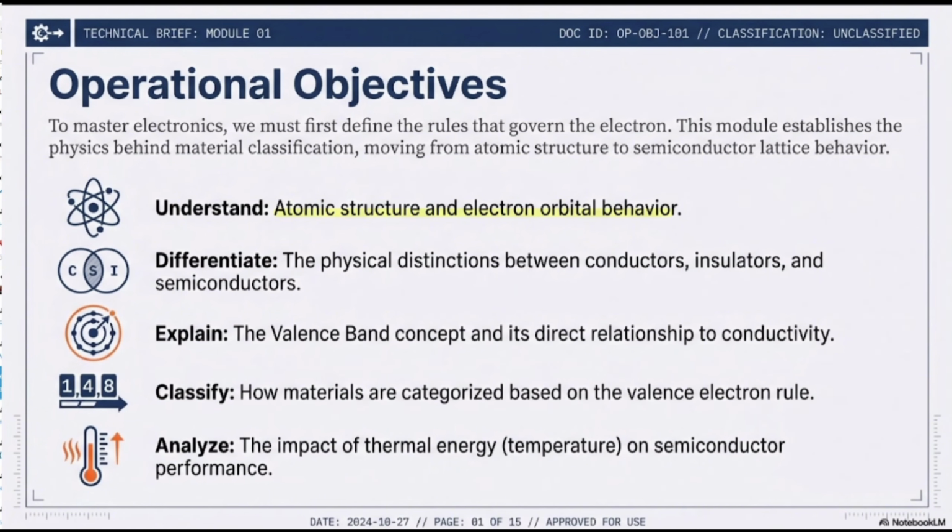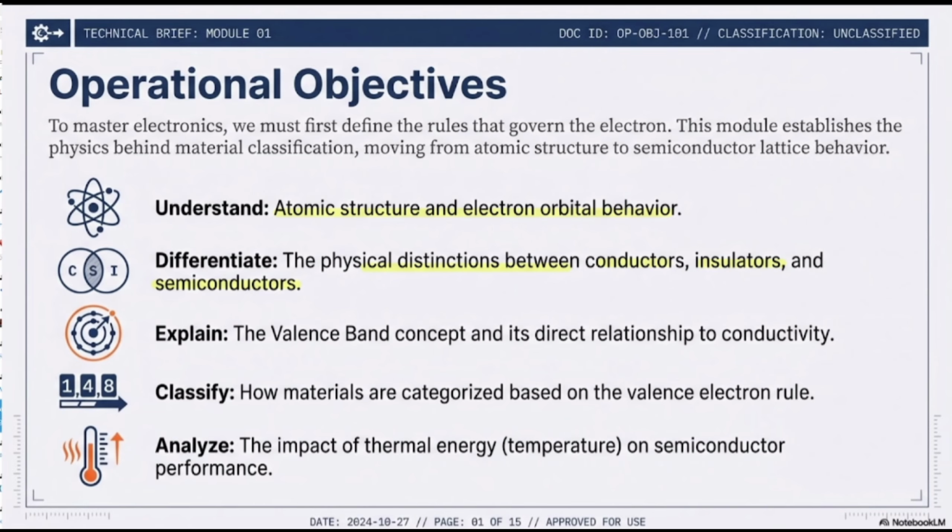Then we have to differentiate the physical distinction between conductors, insulators, and semiconductors. If you remember from the electrical course, we have three important types of material: the conductor, insulator, and semiconductor. At this part, we are going to see how we distinguish them, how we talk about each of them, and how we say which one is which.